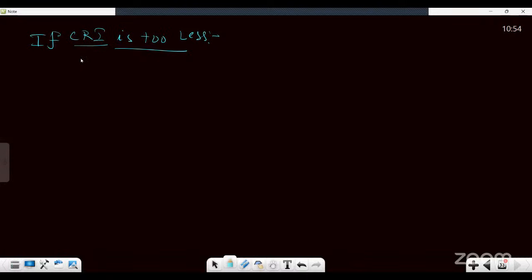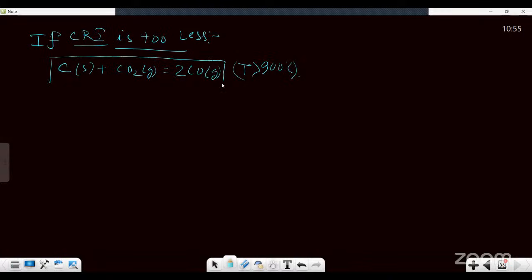There is going to be an incomplete reaction. The reaction of coke coming in contact with CO2 gas, giving us 2 times CO, takes place at a temperature greater than 900 degrees Celsius minimum. Always remember this. But if the CRI of the coke is low, then enough CO will not be produced, because this reaction itself will not take place that much if the coke is not reacting.